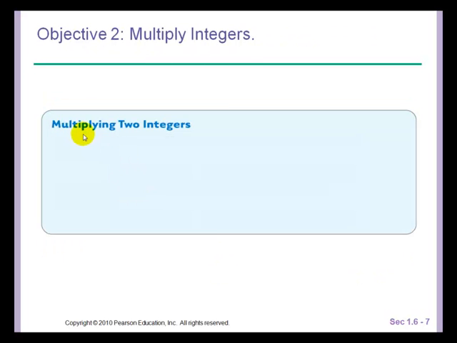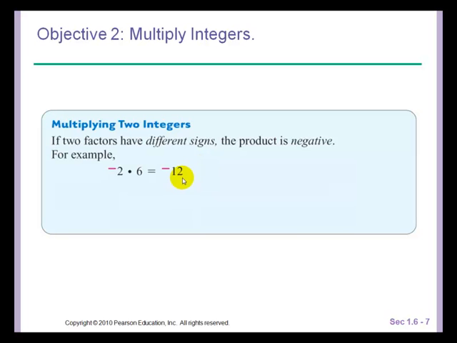So let's talk now about multiplying 2 integers. If the 2 factors, remember those are the things being multiplied together, have different signs, the product is negative. Different signs meaning one is positive and one is negative. So for example, a negative 2 times a 6 would be a negative 12, or a positive 4 times a negative 5 is a negative 20. It does not matter which order they're in. It also does not matter what the sizes are.